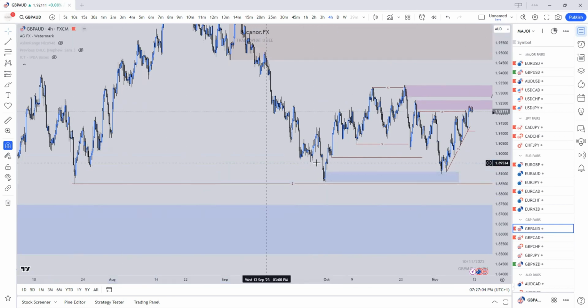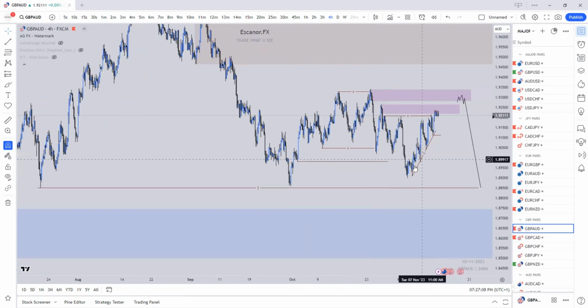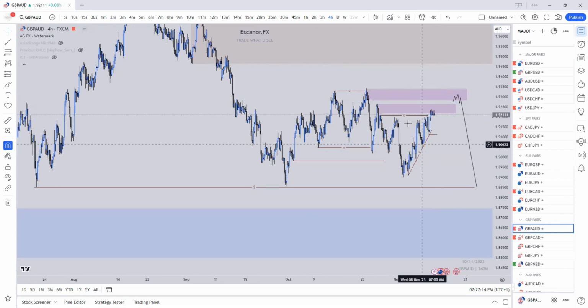Okay, so we're going to delete those. So here we have equal lows. Now we have also built the trend line here. So I will expect a short from this supply or this supply. Okay, the highest one is the high probability.